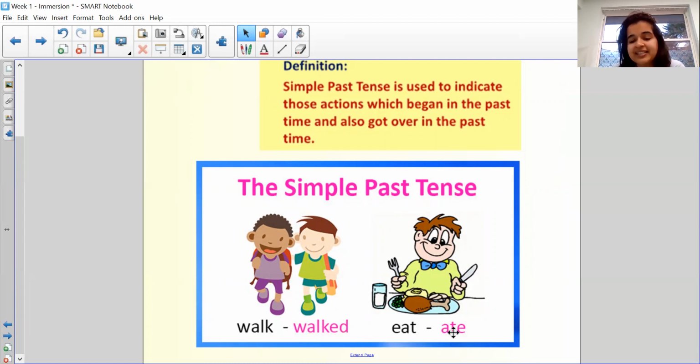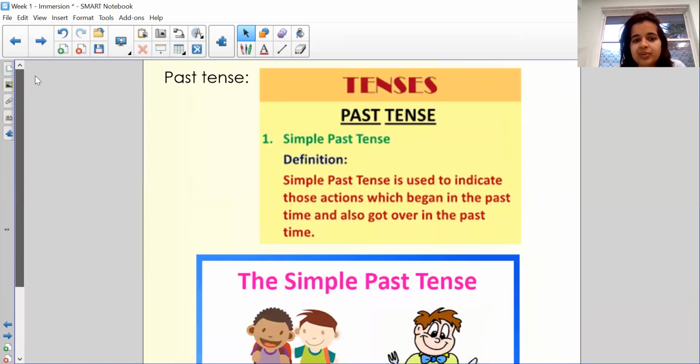The past tense of eat is ate. I ate my lunch today, okay? I started eating it a couple hours ago. I finished eating it a couple hours ago. It's already happened. The action is over. I ate my lunch, okay? So that was a quick review of what the past tense is.